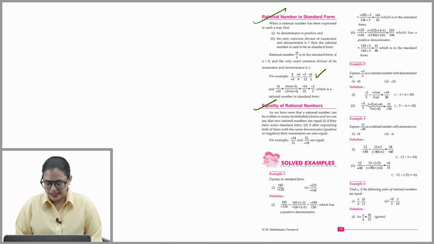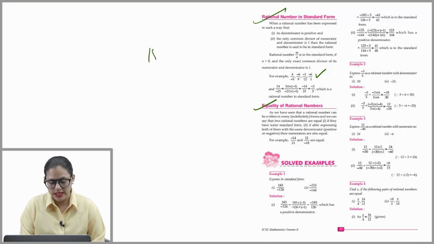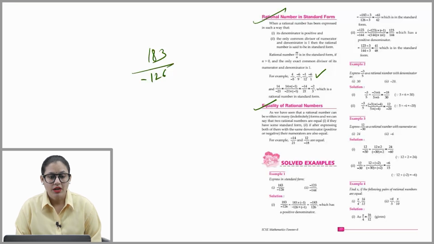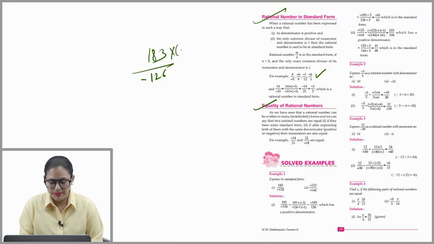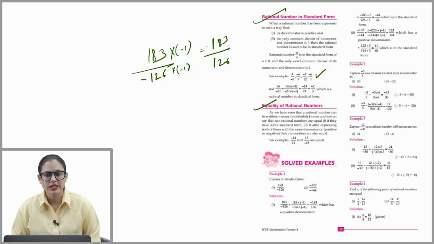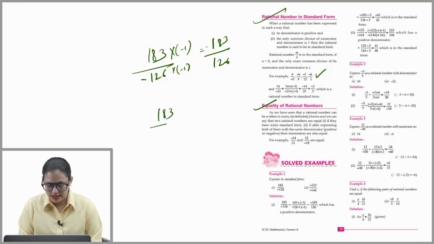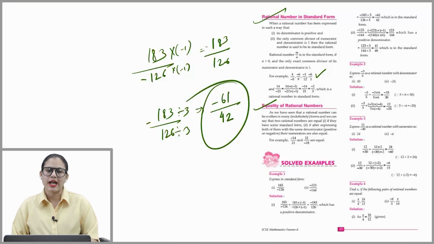Let's do example 1. Express in standard form 183 by -126. So, what will you do? You will multiply by -1 here also. So, -183 by 126, which has a positive denominator. Now we will express it in standard form. So, we will divide the numerator and denominator by 3. So we will get -61 by 42. So, this is the standard form of this rational number, right?